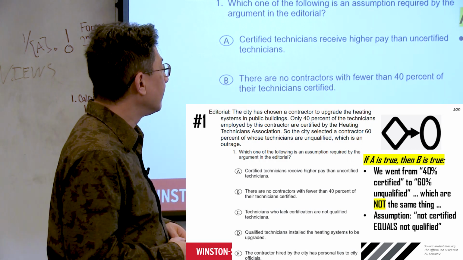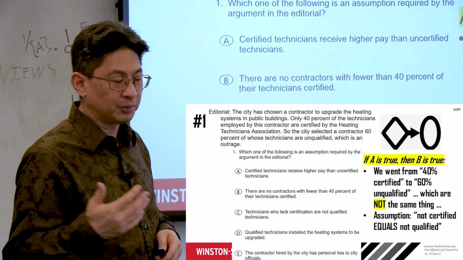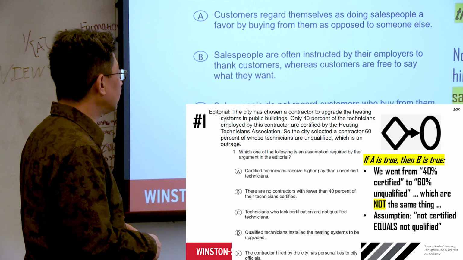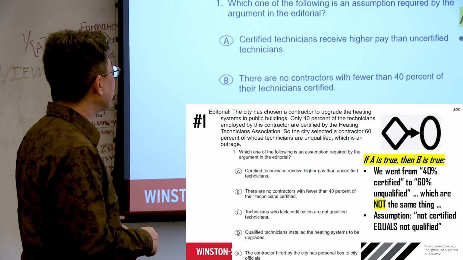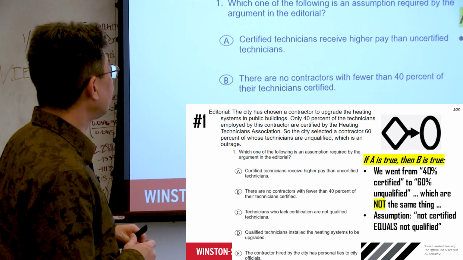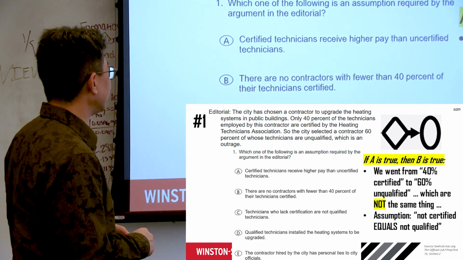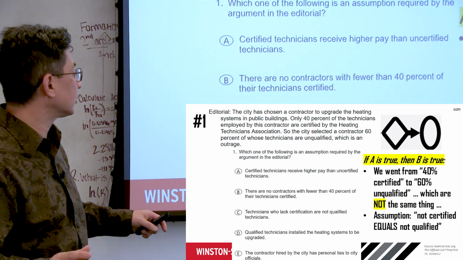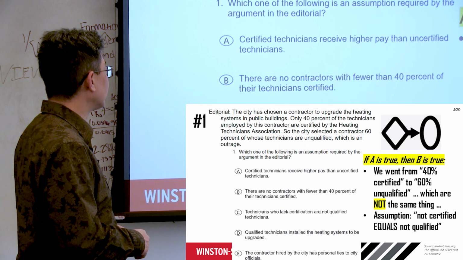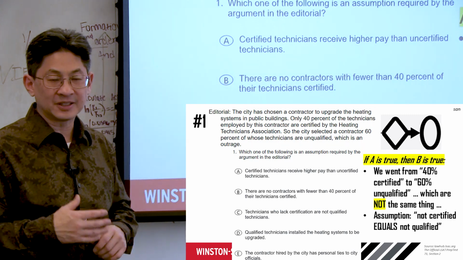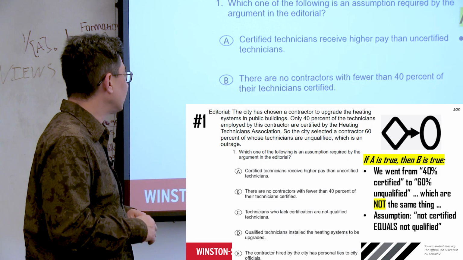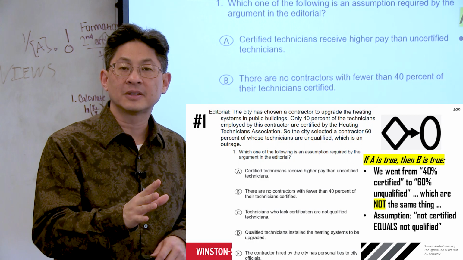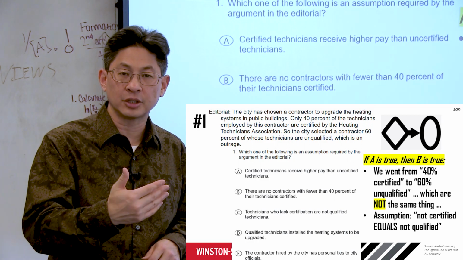Now that we have pre-crafted what we believe the answer to be, remember how I said think for yourself, then we can safely do process of elimination. So now when we attack with process of elimination, we can see that A says certified technicians receive higher pay than uncertified technicians. No, there's no talk about pay. A is wrong. B, there are no contractors with fewer than 40% of their technicians certified. No, that's not what we're saying, and that is not an assumption. C, technicians who lack certification are not qualified technicians. Yes, that matches our prediction.